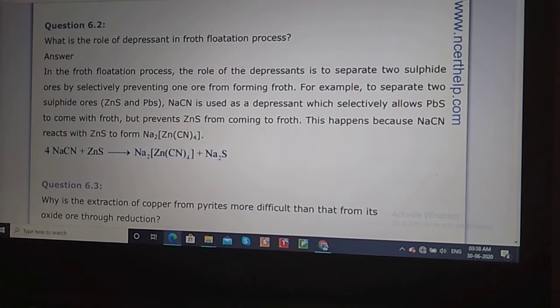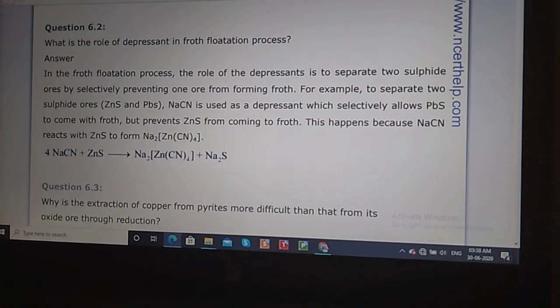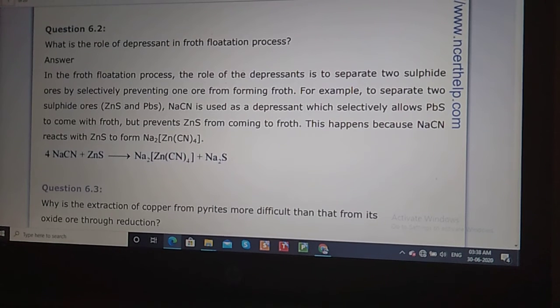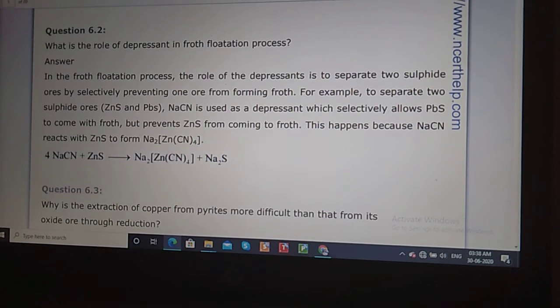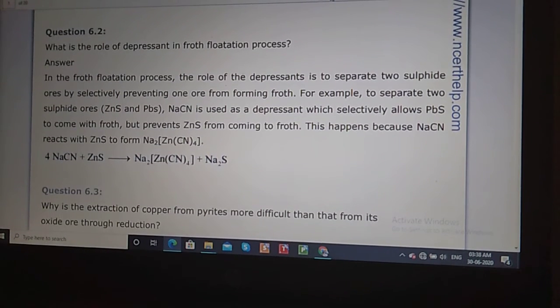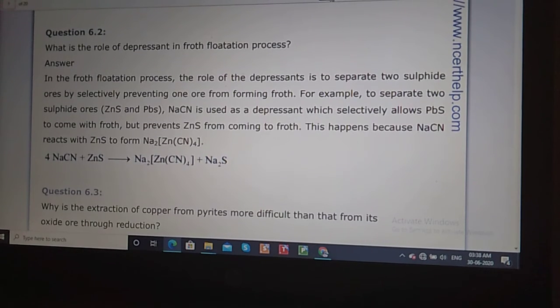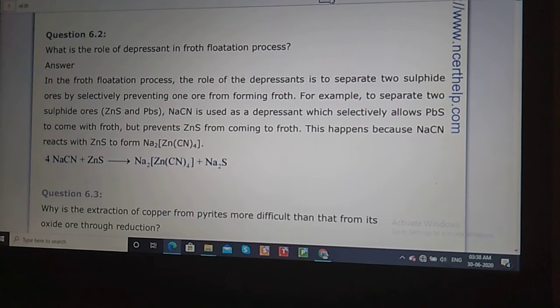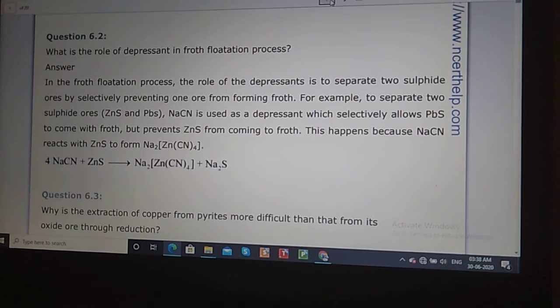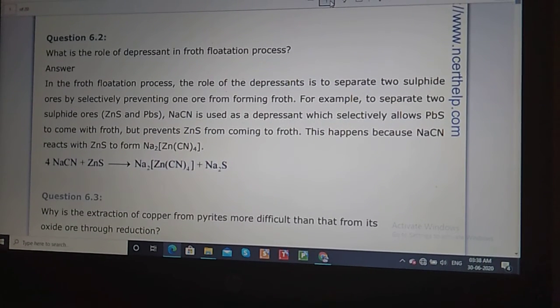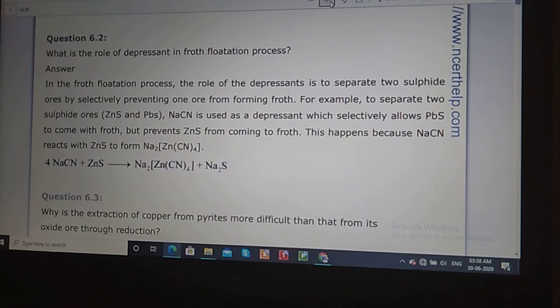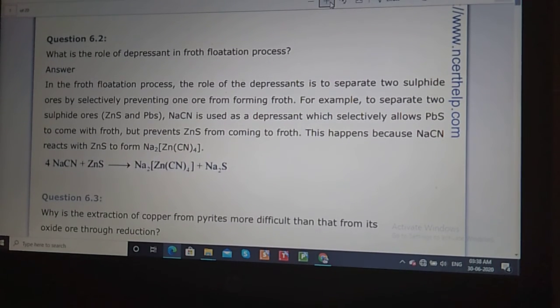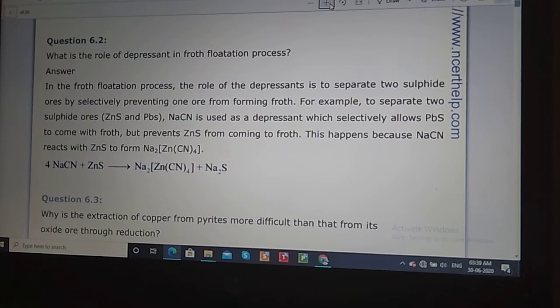Now student, NaCN selectively allows PbS to come to the froth, so that PbS alone goes to the froth. It prevents ZnS from coming to the froth. This happens because NaCN reacts with ZnS to form Na2[Zn(CN)4].